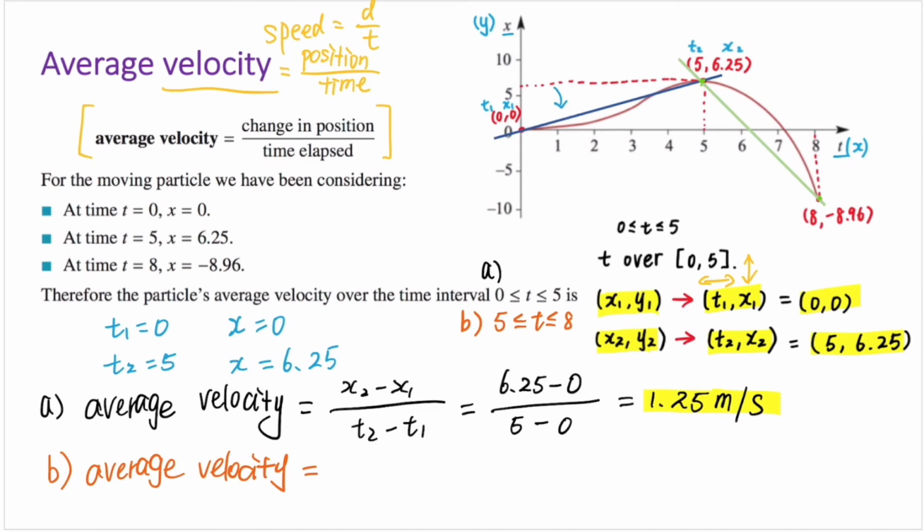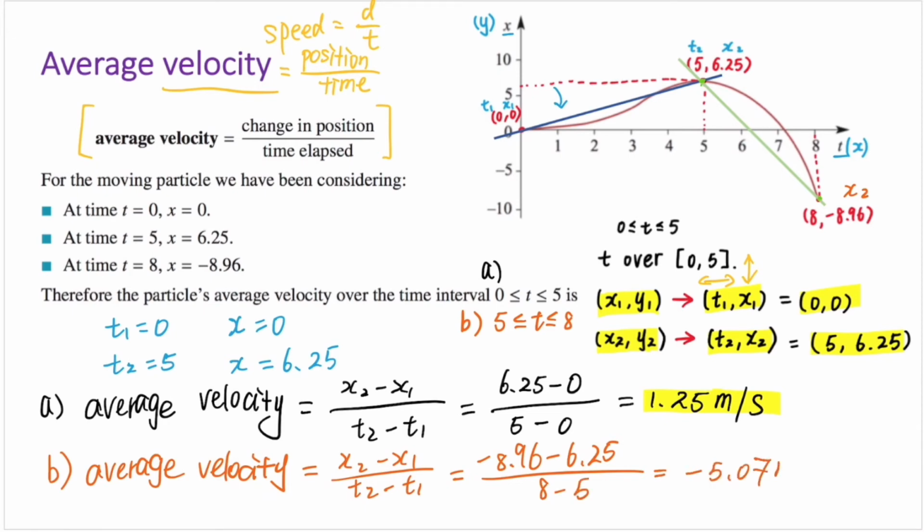The good thing is that we know the 2 points and their coordinates, so we can just use x2 minus x1 over t2 minus t1 again to calculate the gradient, or the average velocity in this case. So x2 will be negative 8.96, that's our final position. So negative 8.96 minus 6.25 over the time elapsed, so the time interval 8 minus 5. This is equal to negative 5.07 meters per second.